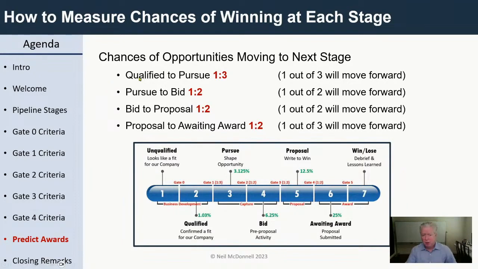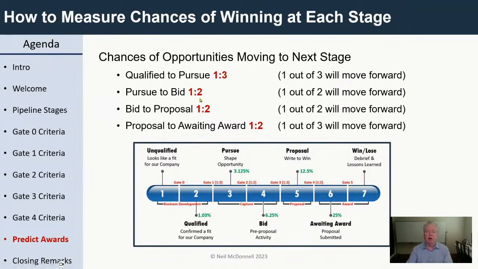teach you about. So what I have here is the idea of moving a single opportunity forward. The likelihood of an opportunity going from qualified through gate one to pursue, the odds of that is 1 out of 3. So that means every 3 opportunities I have in qualified, 1 will move to pursue, right? 1 out of 3 opportunities in qualified will move forward to pursue.